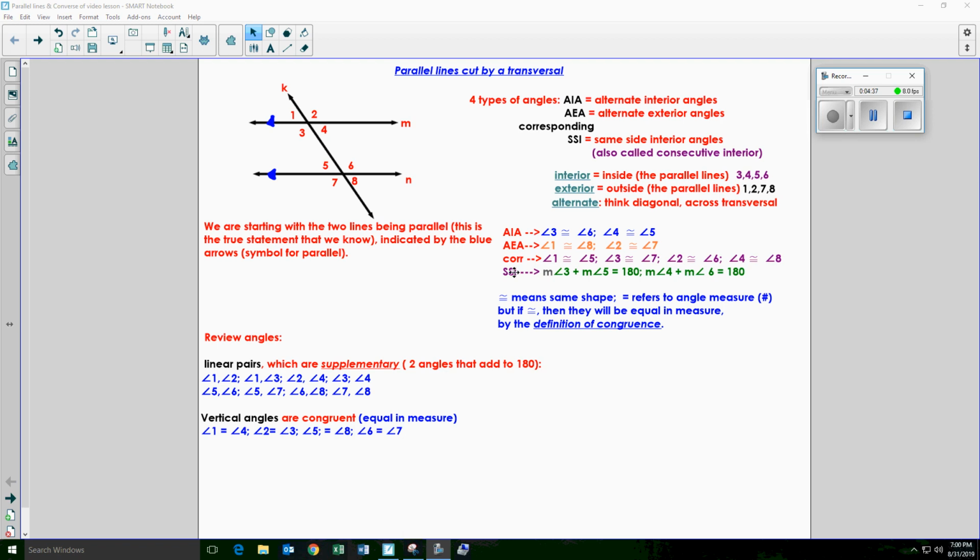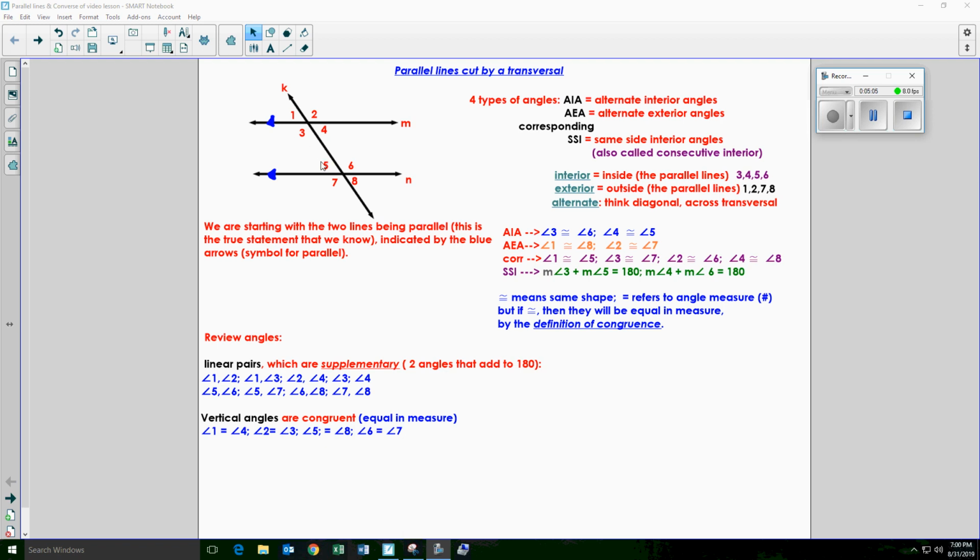Okay, our last one. These first three pairings, types of angles, all the pairs are congruent, or equal in measure. But the last one, the SSI, the same side interior angles, 3 plus 5 adds to 180. What does it mean if two angles add to 180? What's that vocab word? You should recall that already. We've used it down here: supplementary. You need two angles that add to 180. So 3 plus 5 adds to 180.